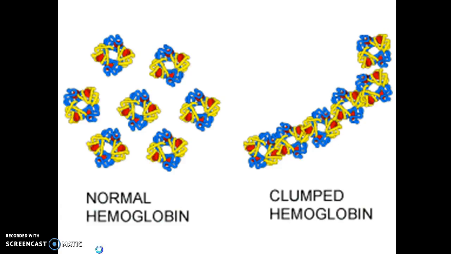In sickle cell anemia, hemoglobin does not do what it's supposed to do. In a normal person on the left, hemoglobin takes this nice shape. It does not clump together. They're all individual proteins doing what they're supposed to be doing on their own. However, in sickle cell hemoglobin, the protein molecules clump together and make this weird chain shape. They get stuck on each other.